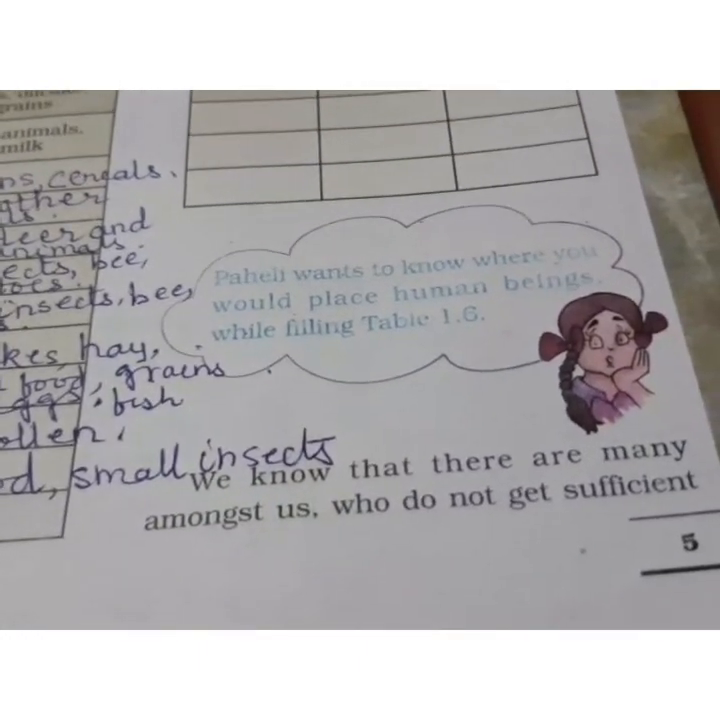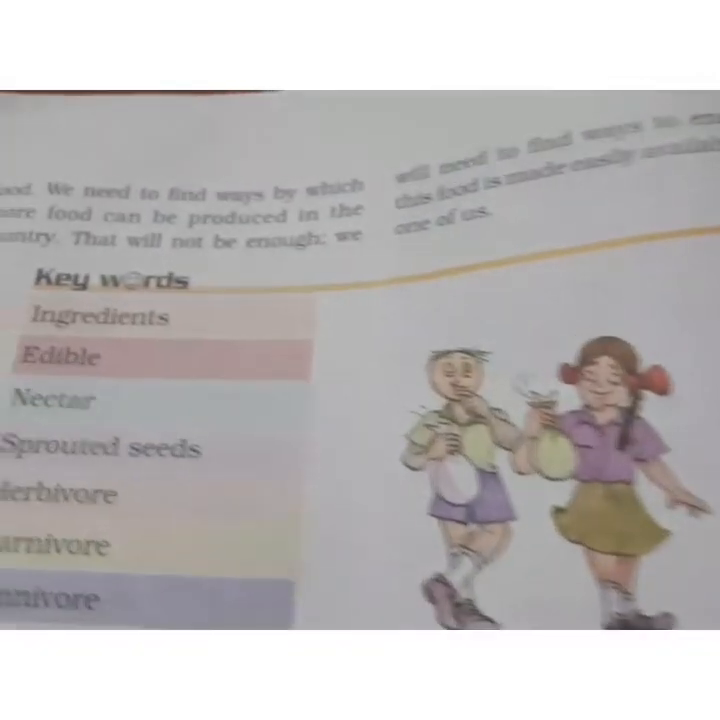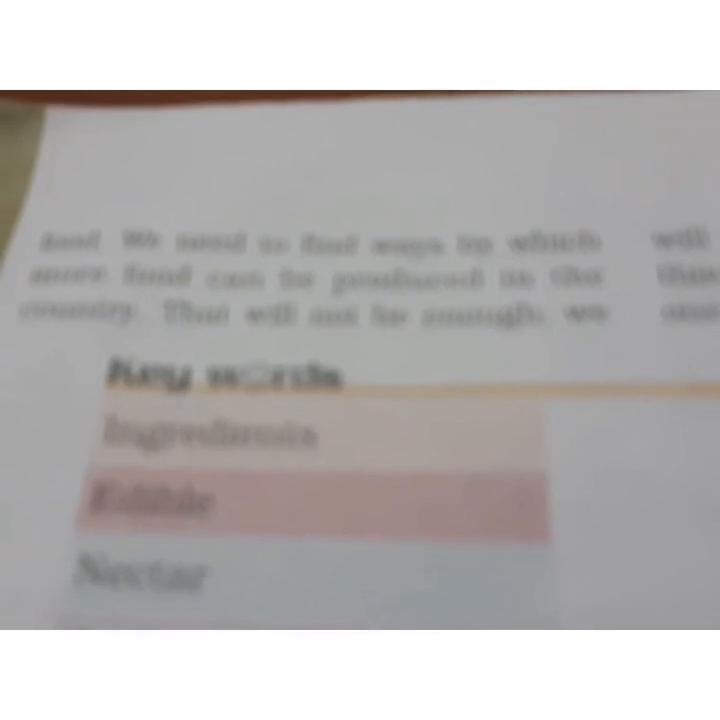Now we know that there are many amongst us who do not get sufficient food. We need to find ways by which more food can be produced in our country. Now you know that there are many people in our country, because India is a very big, vast country. There's a lot of population in our country, so there are many people who do not get meals for the 2 times. मतलब कितने लोग ऐसे हैं हमारे देश में जिनको कि खाना रोज मिलता नहीं है.